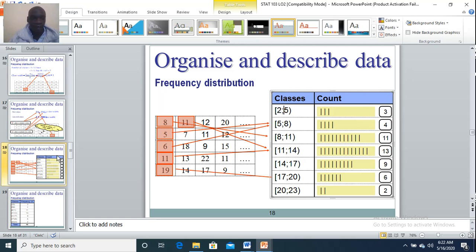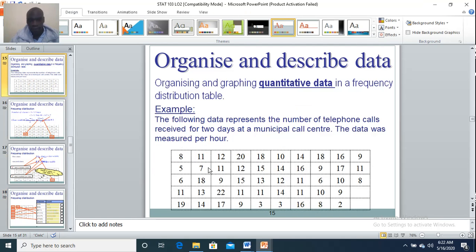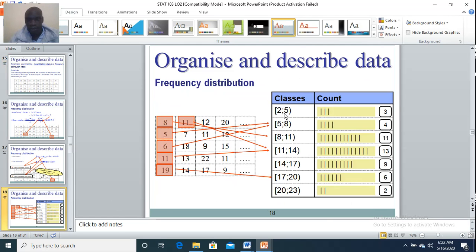Now our main goal is how many numbers are between 2 and 5. So let's go to our data. We have 2, 3, 3. So they are 1, 2, 3. These are the numbers which are between 2 and 5. So the count is 3. We are grouping like that. This is a tally system. These are the numbers, so both are the count.